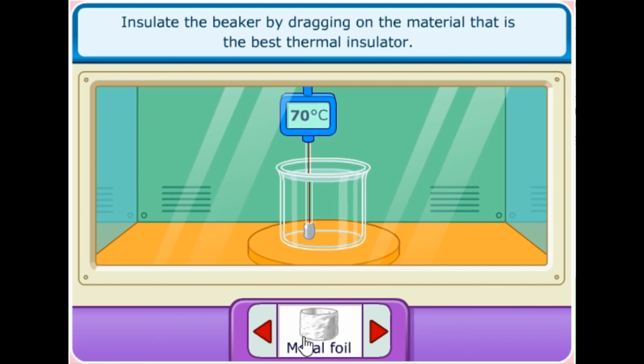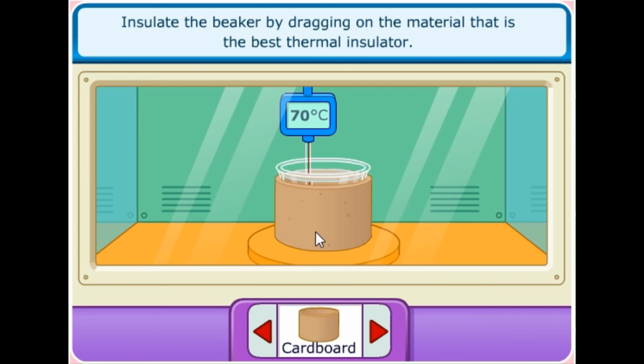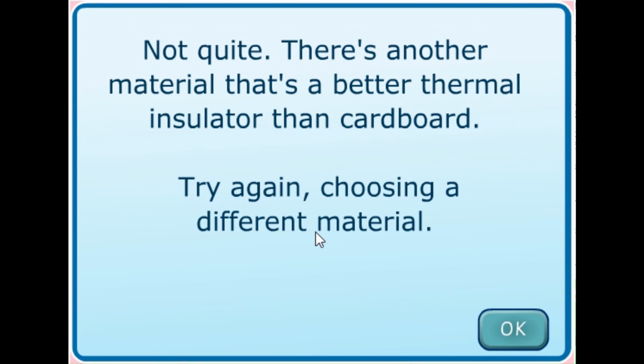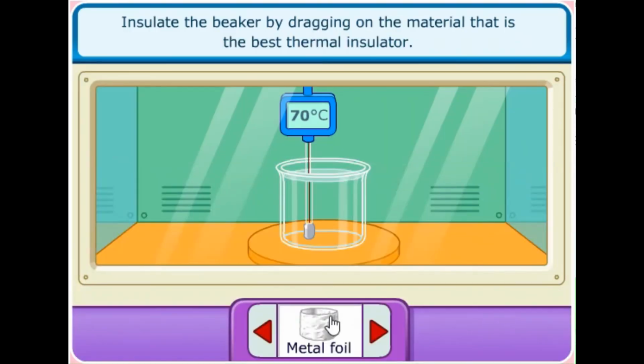As you know, metals are good conductors of heat. So metals are not insulators at all. We still have two choices, polystyrene and cardboard. We saw that paper is a bad conductor of heat. Let me try the cardboard. Cardboard is an insulator, but there is another material that is a better thermal insulator. Let's see. Let's choose another material. It's not the metal foil, it's not the cardboard, so we still have the polystyrene.